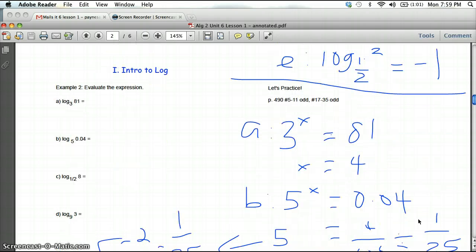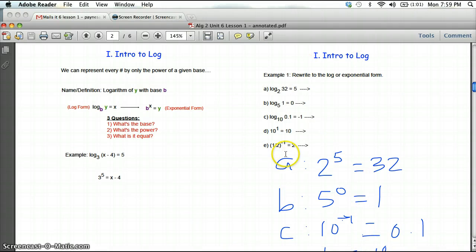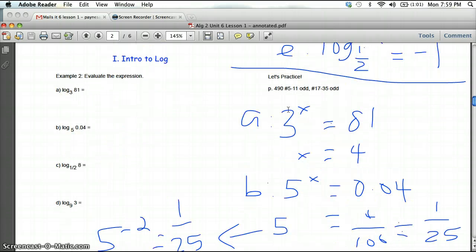Okay? Now how do we evaluate the expression? So up here we're just rewriting. We're rewriting log and exponential forms into each other. Now we need to actually evaluate them. Evaluate meaning to solve. So log base 3 of 81 is equal to what? So now let's change it into exponential form. So our base is 3. We don't know what our exponent is because we don't know what our equal sign is. So 3 to the x is equal to 81. Now we know 3 to the 4 is 81. So x has to equal 4.